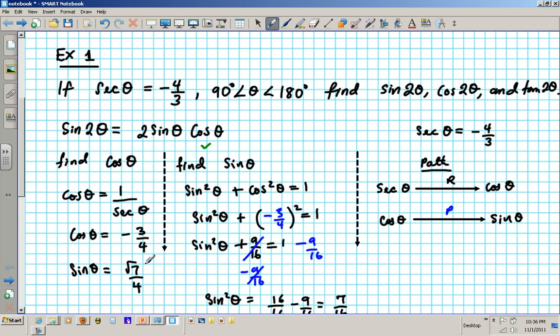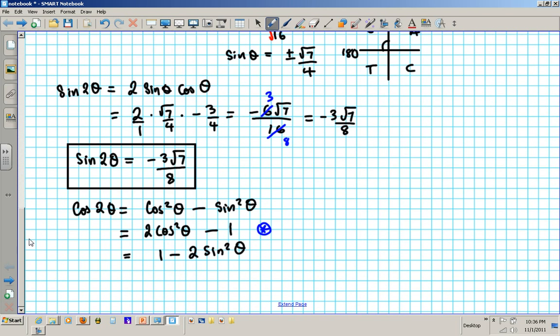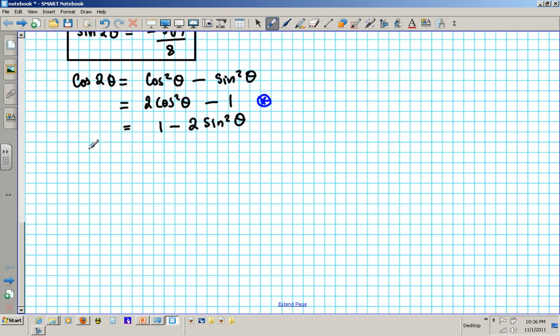But if this is the correct answer, the second formula should work, and if they're both accurate, then the first one should work. Okay, I'm going to use the formula that's dependent on cosine. So let's use that one. So we're going to have cosine 2 theta equals 2 cosine square theta minus 1.